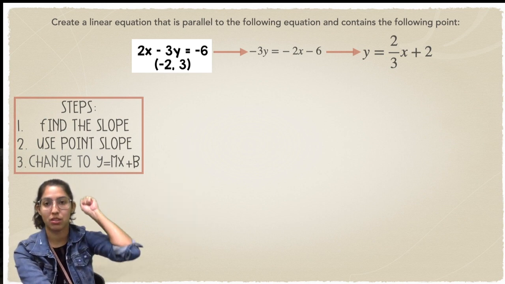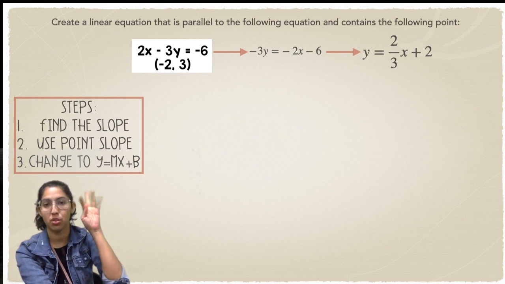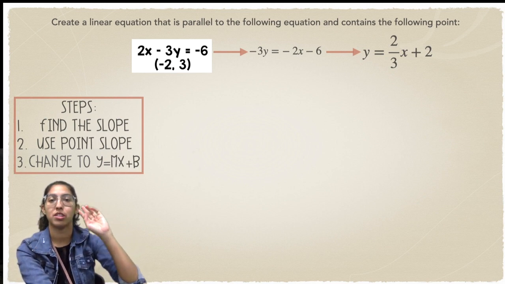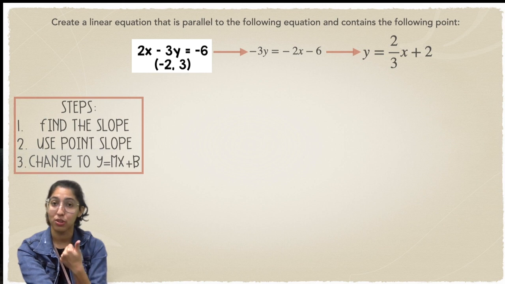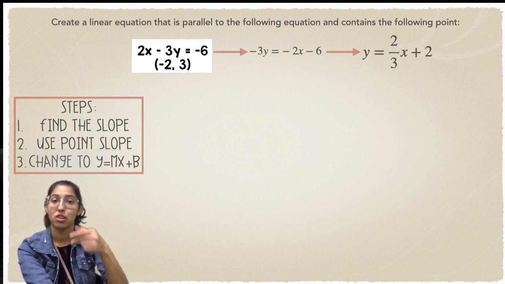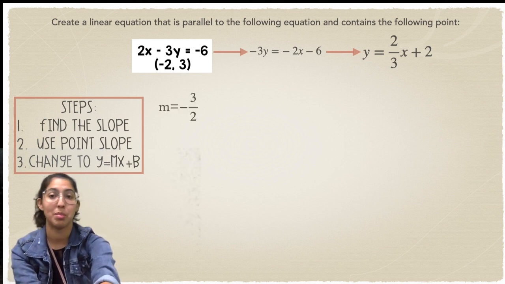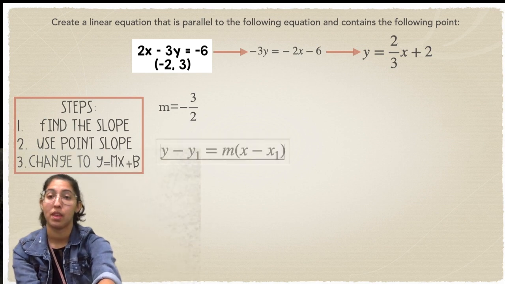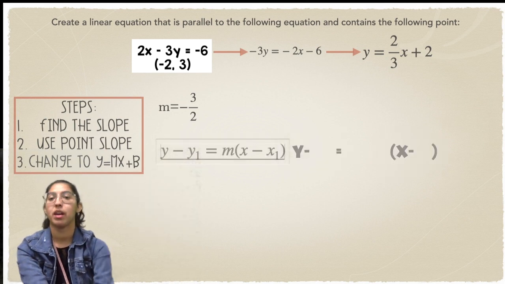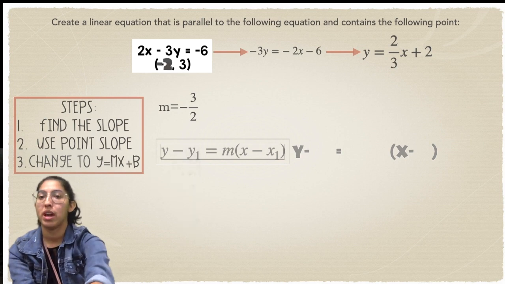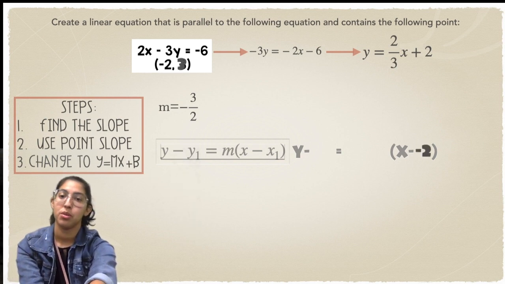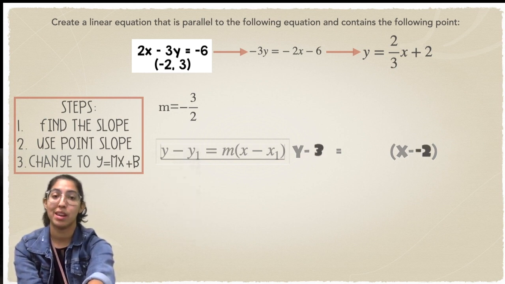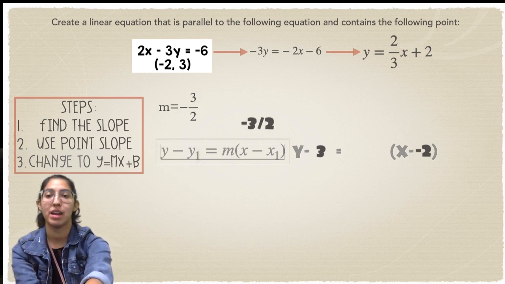So take out my slope, which was 2/3. We want to change the sign, so negative 2/3, and then flip it. So negative 3/2 would be my new slope. And we're going to plug in what we know. So I know x1 is negative 2, y1 is 3, and m is negative 3/2.